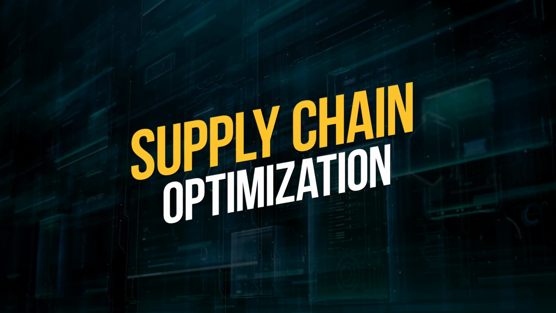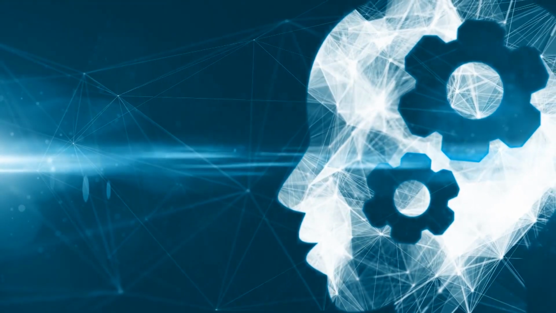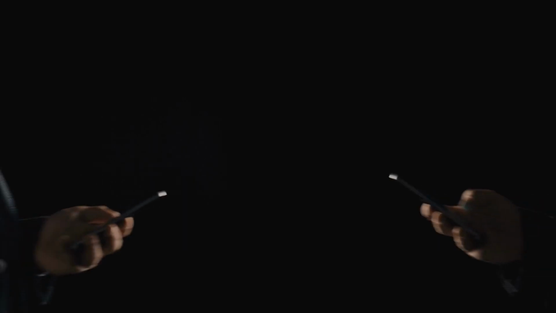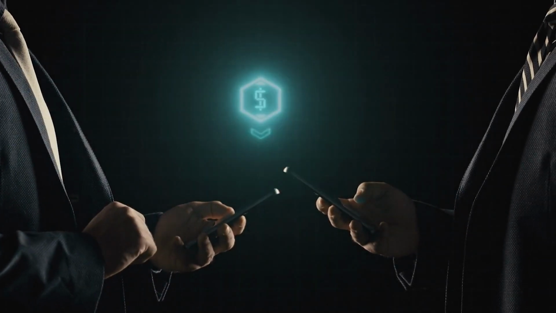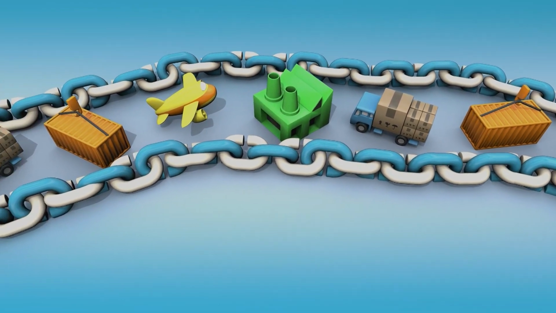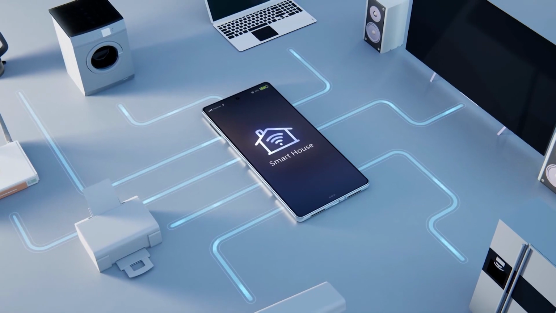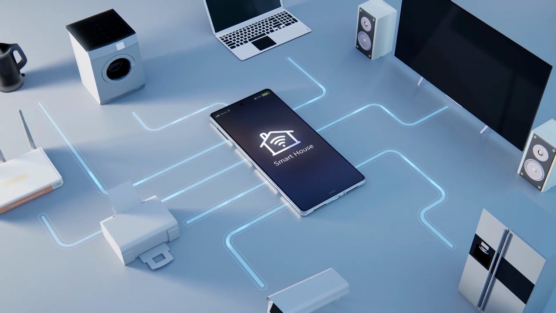Supply chain optimization. Finally, AI is helping retailers optimize their supply chains. By analyzing data from suppliers, manufacturers, and logistics providers, retailers can identify inefficiencies and areas for improvement. This can lead to faster delivery times, lower costs, and better overall performance.